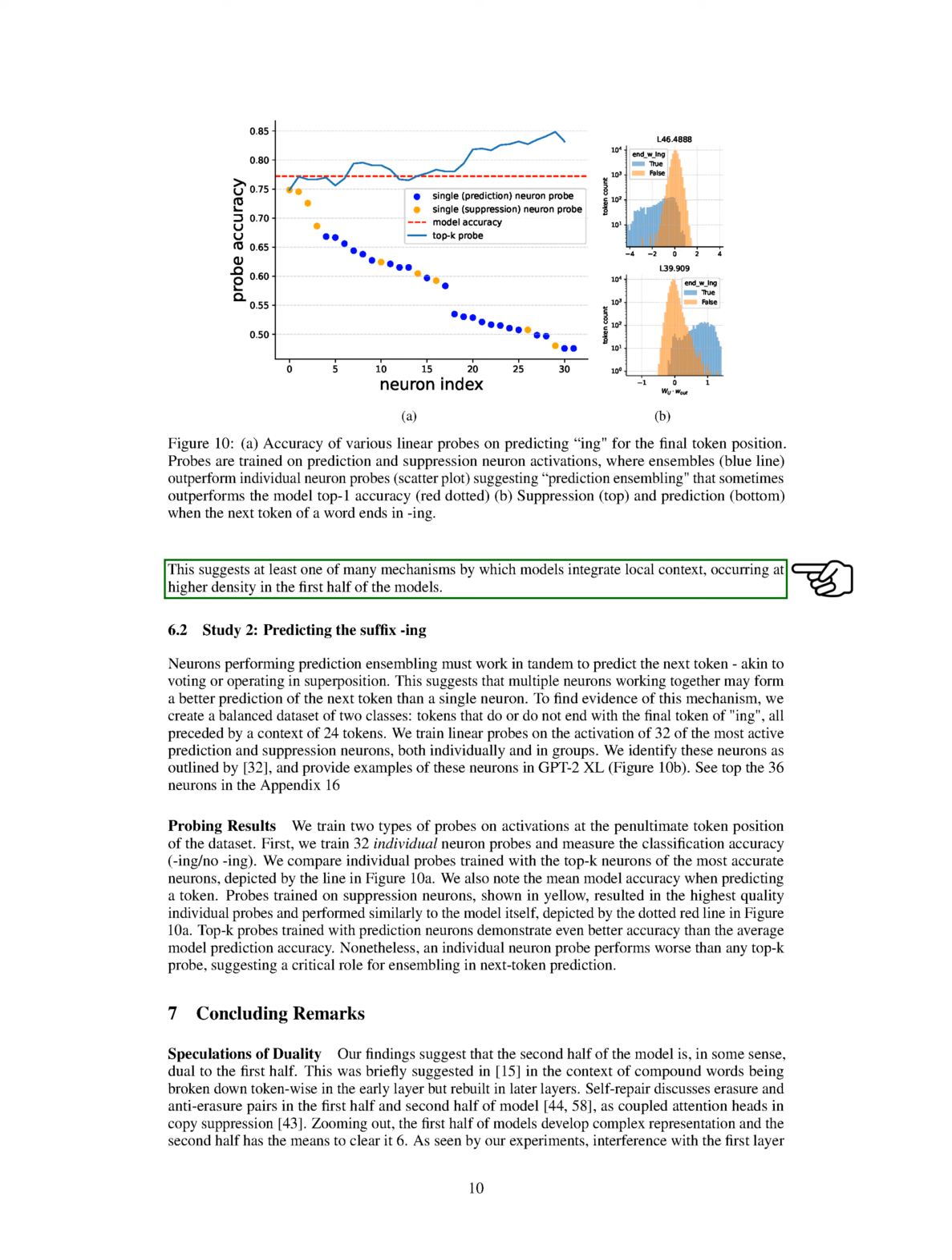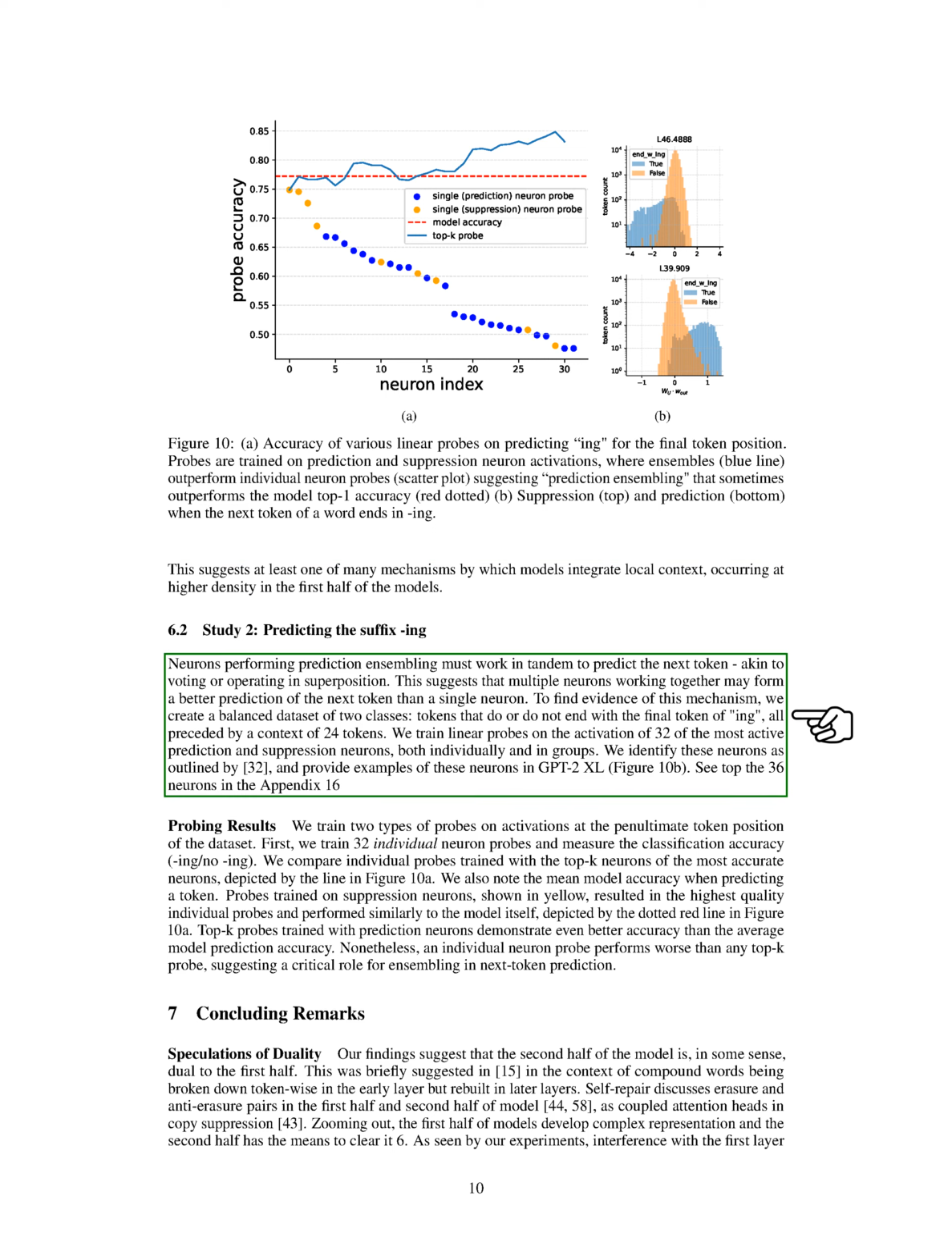Section. Study 2. Predicting the suffix ing. In this section, we explored predicting the suffix ing. We found that neurons working together can make better predictions than a single neuron. To investigate this, we created a dataset with two classes, tokens ending with ing, and those that do not, each with a context of 24 tokens.